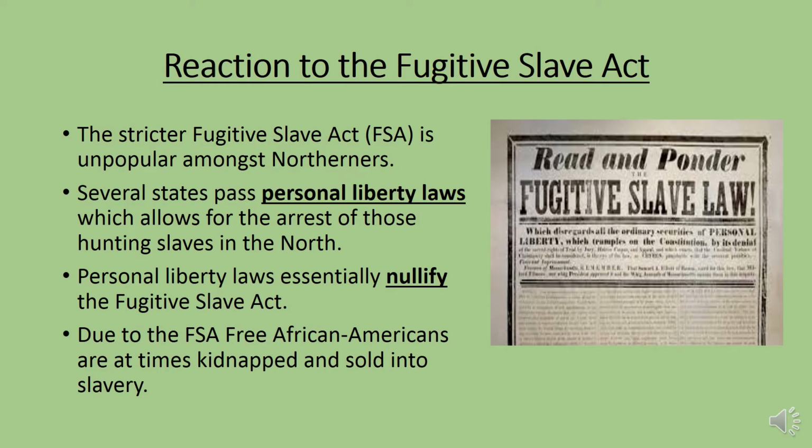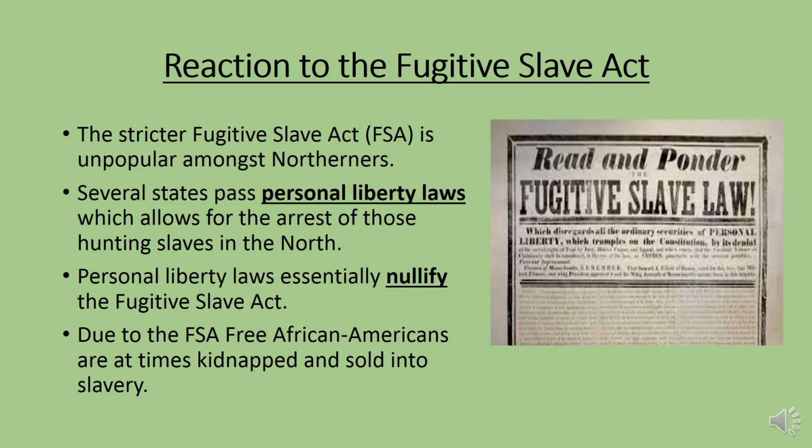So the first thing we're going to look at is the Fugitive Slave Act. So you guys remember that was one of the provisions of the Compromise of 1850. And basically, to get the Compromise of 1850 through, the North basically agreed to a stricter Fugitive Slave Act. All right, the Fugitive Slave Act was an act that compelled Northerners to return escaped slaves to the South.